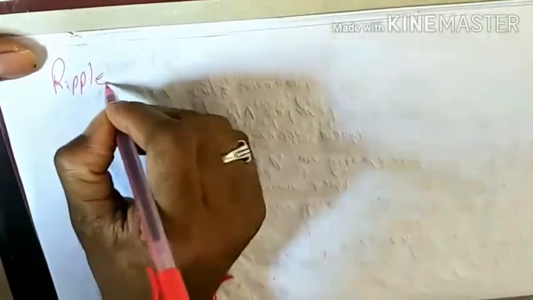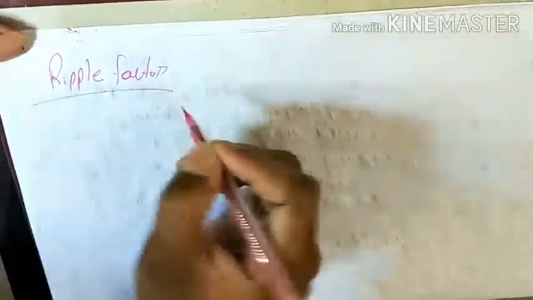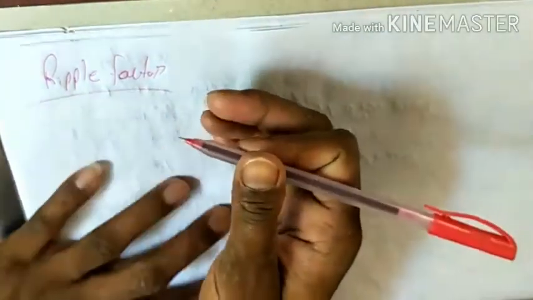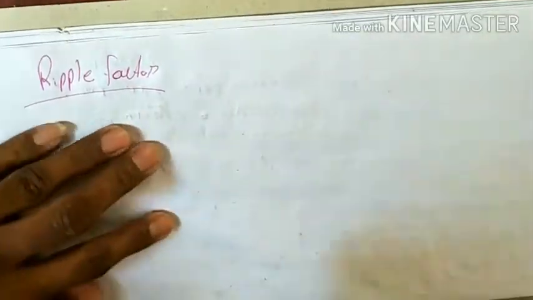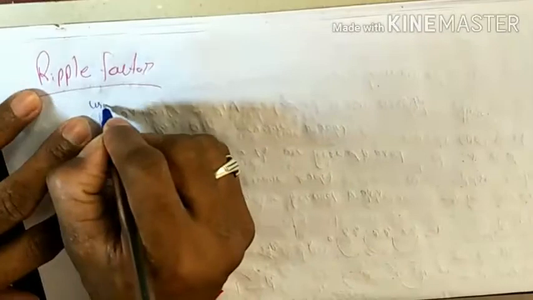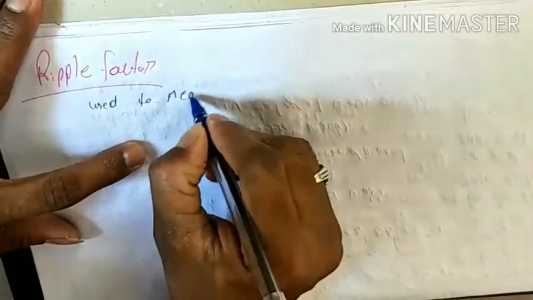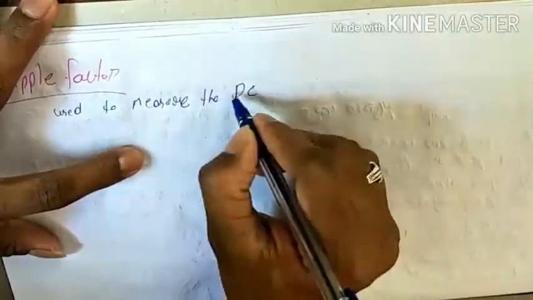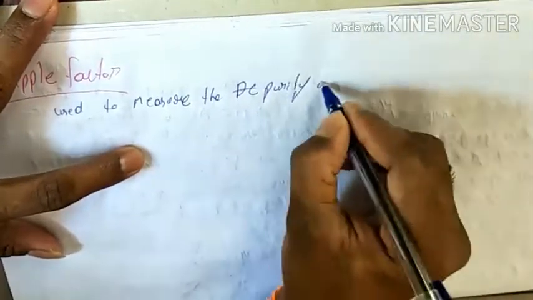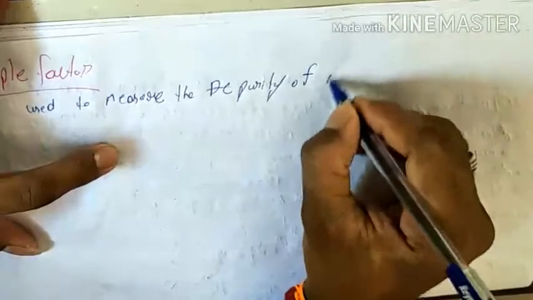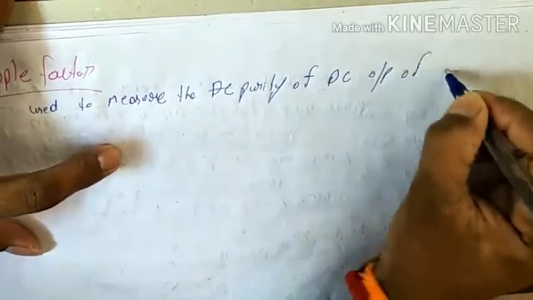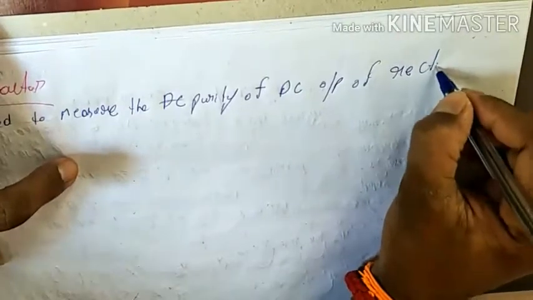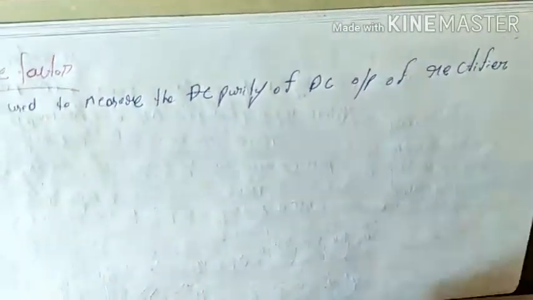Okay, now we are going to see about the ripple factor. Why do we use the ripple factor? The ripple factor is used to measure the purity of the DC output of a rectifier. For this we use the ripple factor.